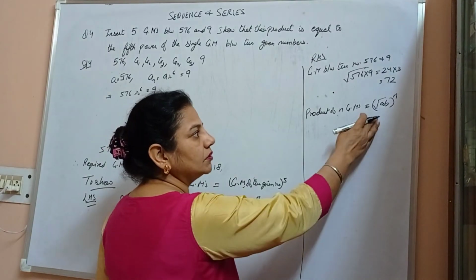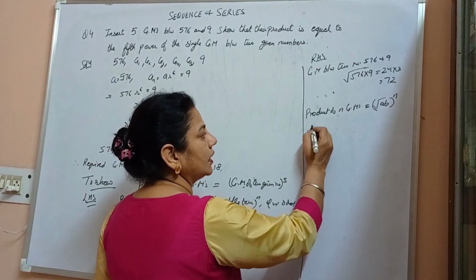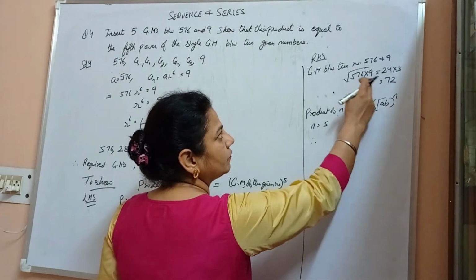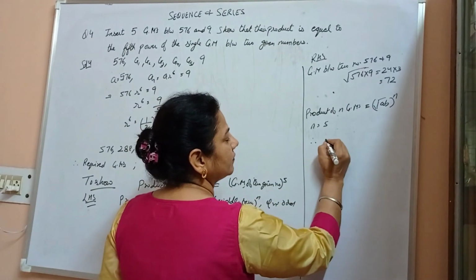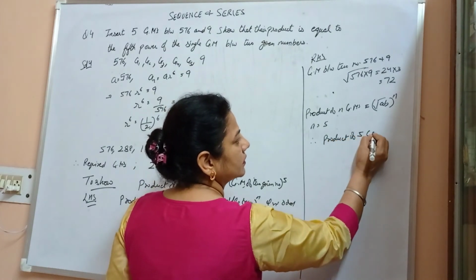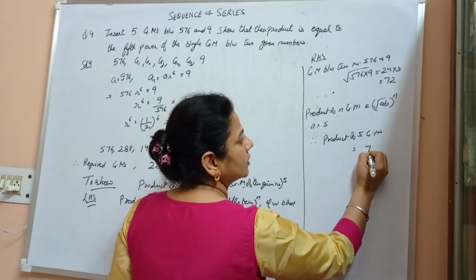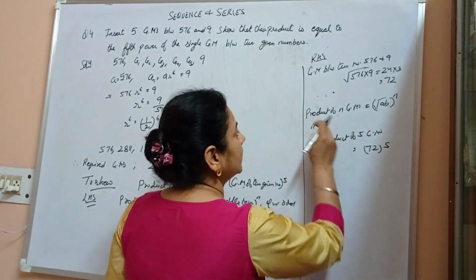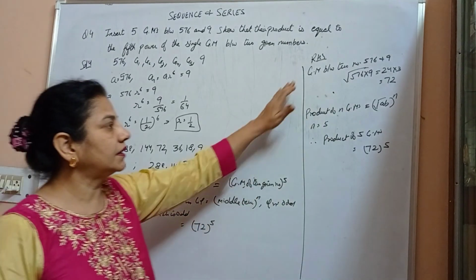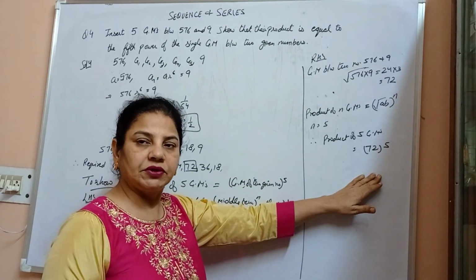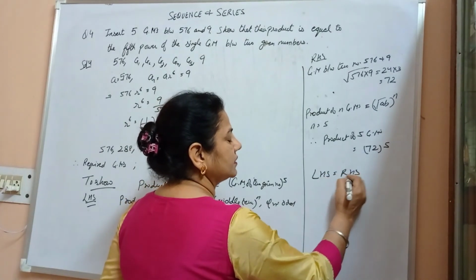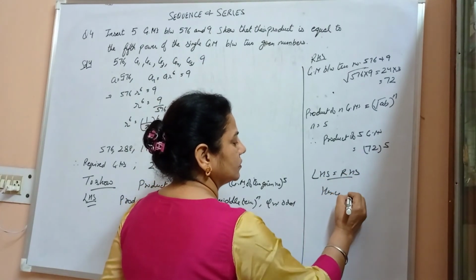The geometric mean of the two numbers to the power n. So here n is equal to 5. Therefore we have the geometric mean of two numbers is 72. So we have the product of 5 geometric means is equal to 72 whole to the power 5. Left hand side is equal to right hand side. Left hand side we get 72 to the power 5 and right hand side again we get 72 to the power 5. So we have left hand side is equal to right hand side, hence shown.